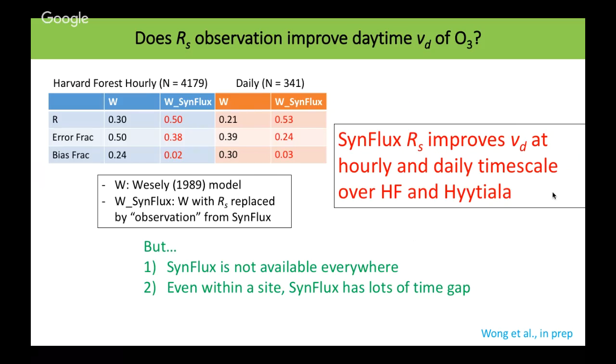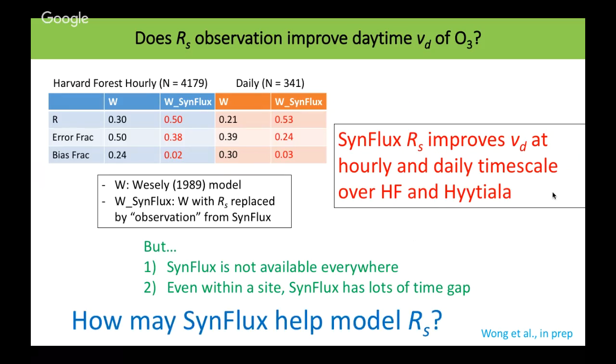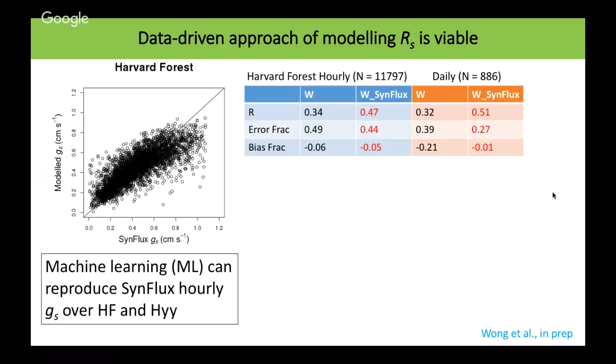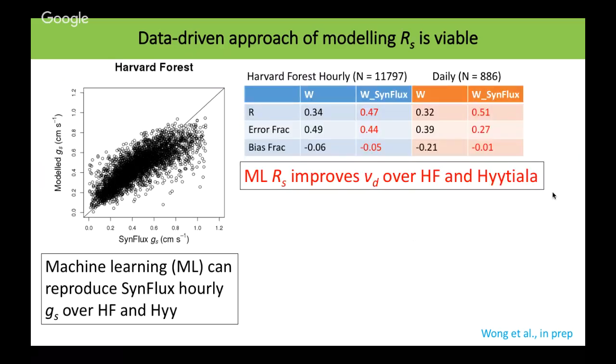So with a messy data set, what can you do? Machine learning. It works pretty well. And by applying the machine learning stomatal conductance back to the Wesely scheme, replacing the stomatal resistance with the one from the machine learning scheme, we can see a similar magnitude of improvement of the dry deposition on both daily and hourly time scales. And it works for both Harvard Forest and Hyytiälä.